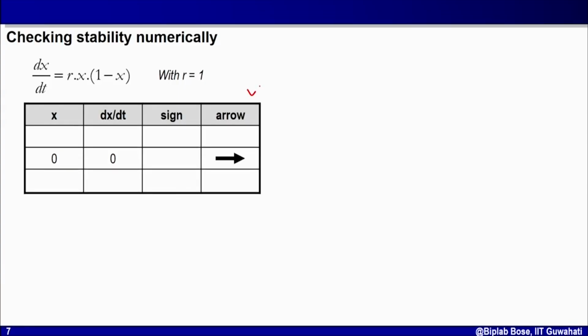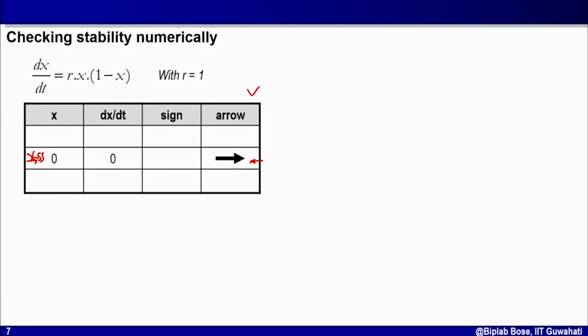So I have a table here with 4 columns and 3 rows. In the middle row, I put the steady state value of x. This is my x steady state, that is 0. Obviously, dx/dt for x equal to 0 is 0. And it doesn't make any sense to talk of the sign of 0. But I put an arrow which is horizontal here, because we know from the direction field concept that the arrows in a direction field are horizontal when the derivative is 0. So you have a horizontal arrow here.